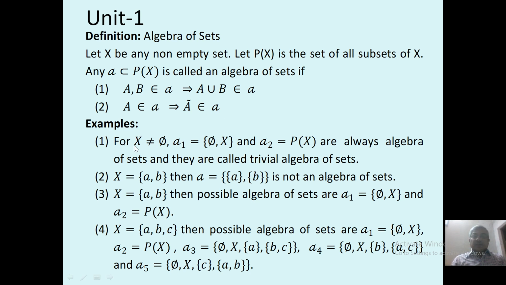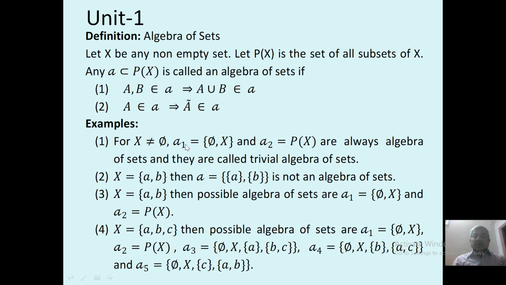Let us see some examples. For any non-empty set X, if you take script A1 equal to the set of two members, null set and X itself, and another set script A2 equal to power set of X, that means the whole collection of all the subsets of X, then both of these, script A1 and script A2, are always algebra of sets because they satisfy both of these conditions.